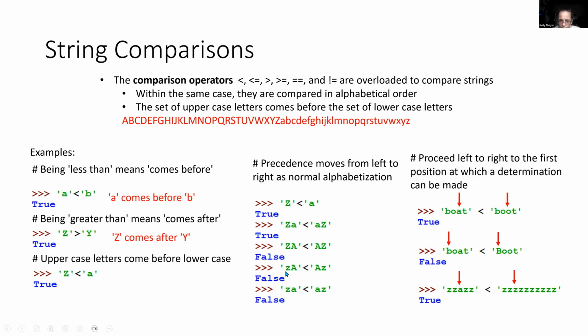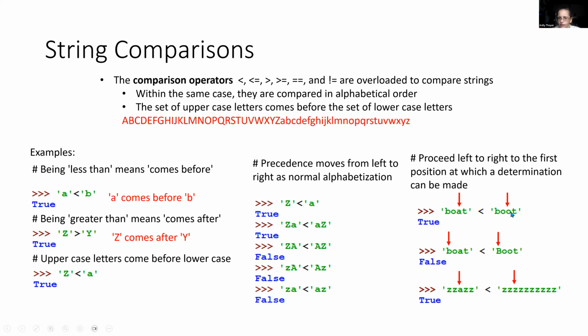And here we have lowercase z comes before capital A. No, that's false. Capitals always come before lowercase, so we could already make a designation there. And now we have lowercase z and lowercase a comes before lowercase a. No, that's false, so we get a false. So all of these were actually able to be determined on the first character. We're going to proceed from left to right to the first position at which a determination can be made. So for example, if we have boat and boot, here we see that we compare B to B and no determination can be made. And then we go O to O, no determination.